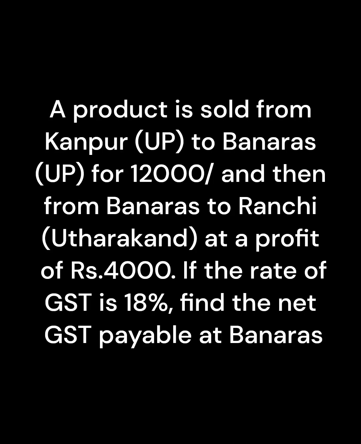A product is sold from Kanpur, UP to Banaras, UP. So it is an intra-state sale. Both Kanpur and Banaras are two cities in UP, for 12,000, and then from Banaras to Ranchi. Ranchi is in Jharkhand, so that becomes an interstate transaction, two different states, at a profit of 4,000. If the rate of GST is 18%, find the net GST payable at Banaras. So you need to calculate the net GST payable at Banaras.